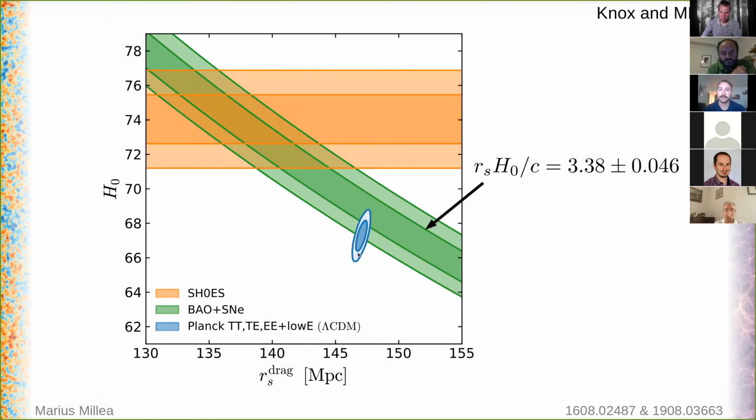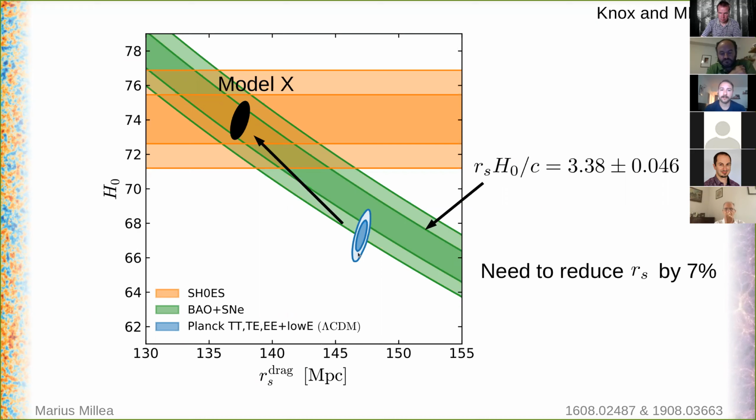And so what we need to do now is to reduce RS by 7%. This makes it obvious that you need to reduce RS by 7% to take you to this region here, so-called model X, which would restore concordance.